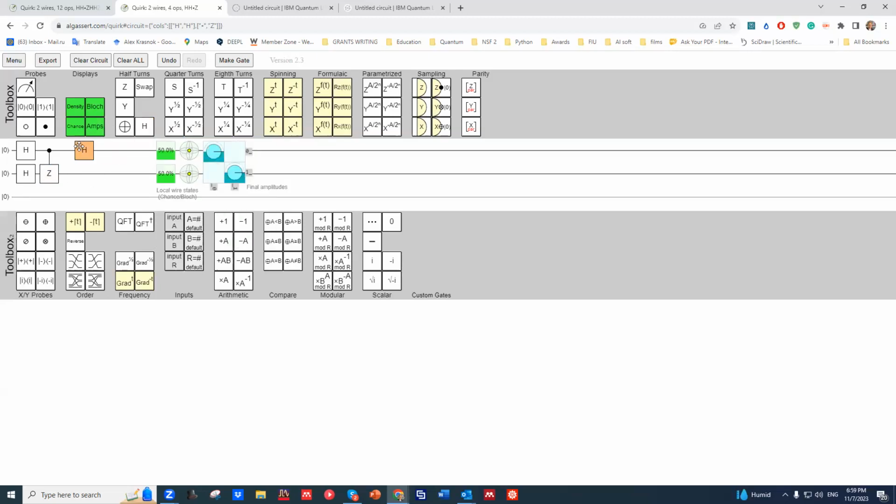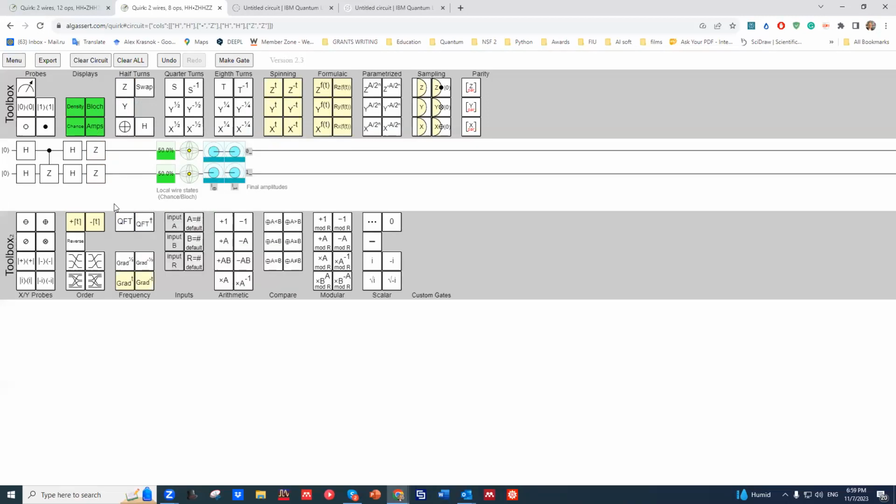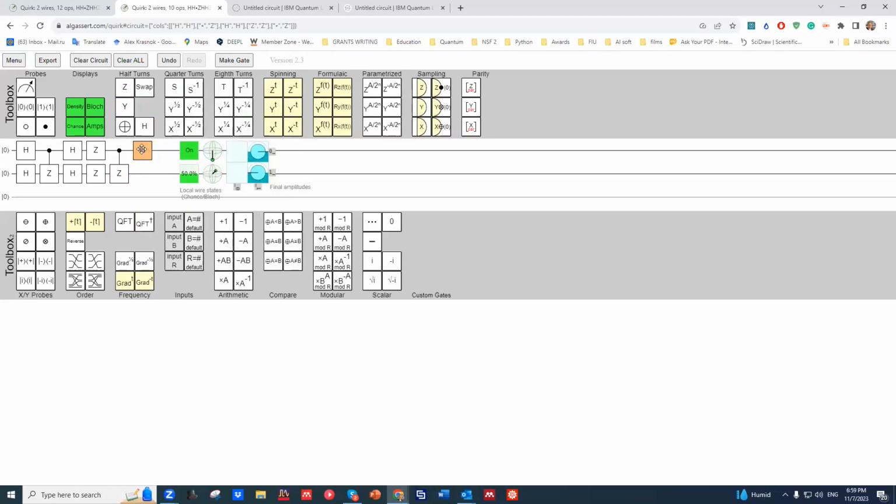So then, according to the procedure, I apply the Hadamards again, and then Z gates again. Then I need to apply this control Z again, and close the interference by finally applying these two Hadamards.